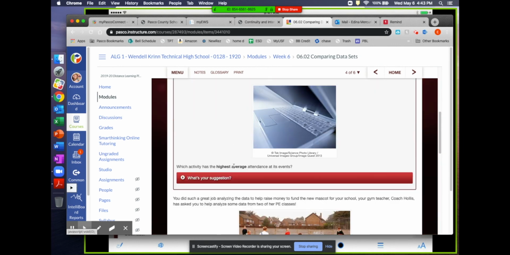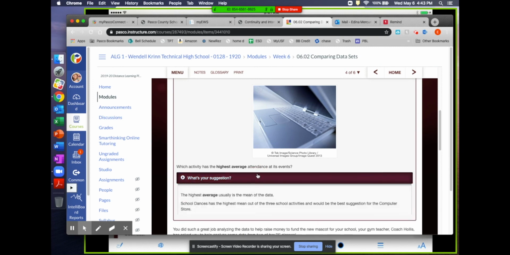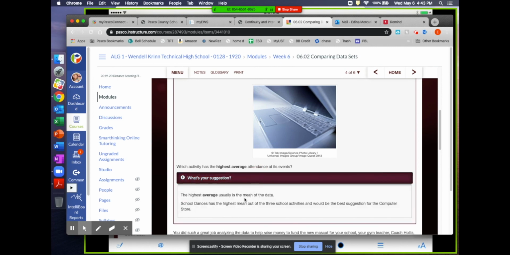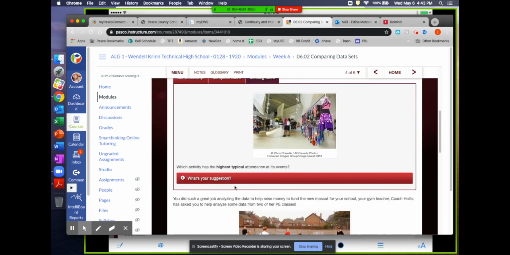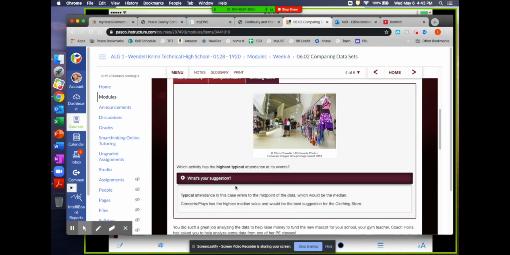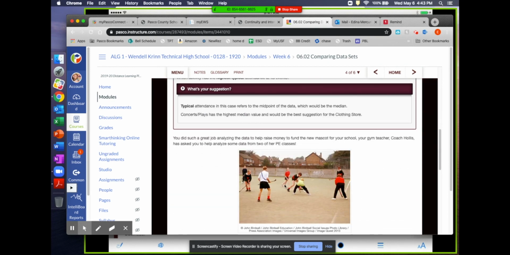Now, for the computer store, they wanted the highest average. Average is the mean of the data, so I'm going to look for the highest mean, which was school dances. And then the clothing store wanted the highest typical attendance. Typical attendance is going to be the median, the middle, so you don't really care about the ends, but typically what would happen, and that is going to be concert slash plays.